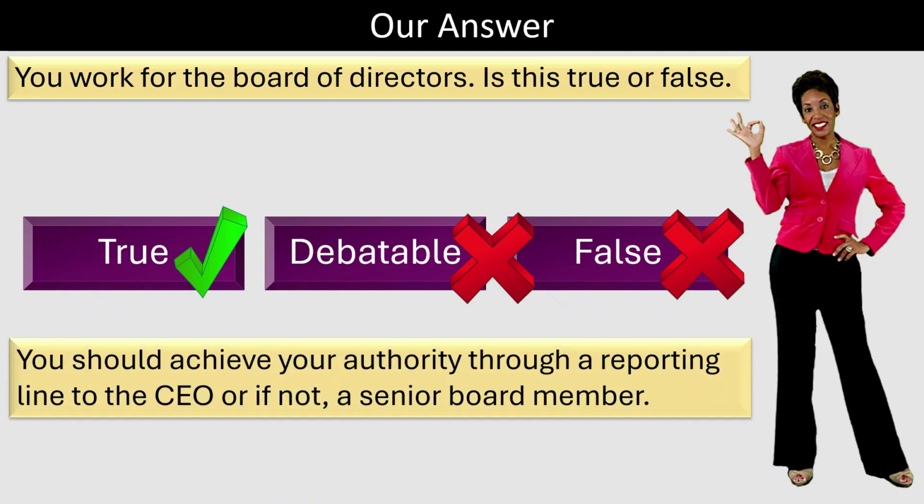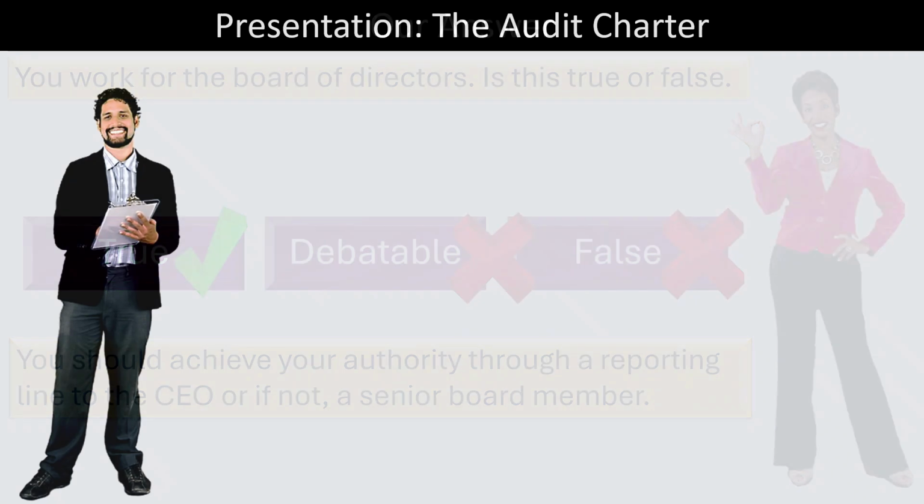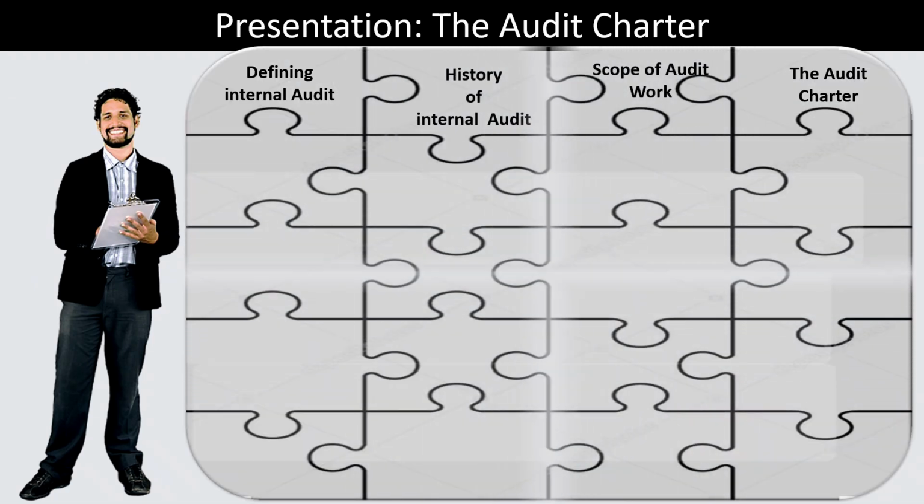It's true. You should achieve your authority through a reporting line to the CEO or, if not, a senior board member. Although most of your activity reports may well be read by the audit committee, who in turn report to the board, which is why your board will need to approve an audit charter. Which is what I'm going to deal with next.